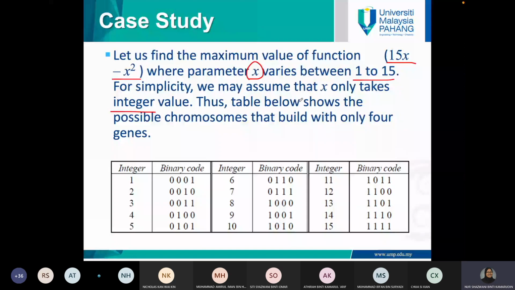Thus, the table below shows the possible chromosomes built with only 4 genes. Okay, 4 genes only. You see, 0001, 0010, 4 genes only. So in this table, we have the integer here, which is the x value, and this is the chromosome. Integer value 1 has this chromosome, integer value 2 has this chromosome.